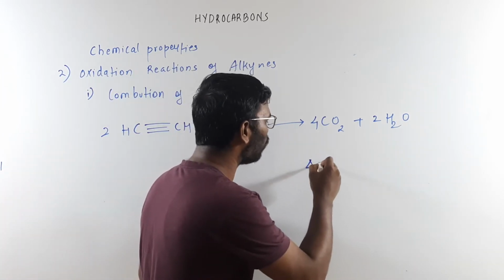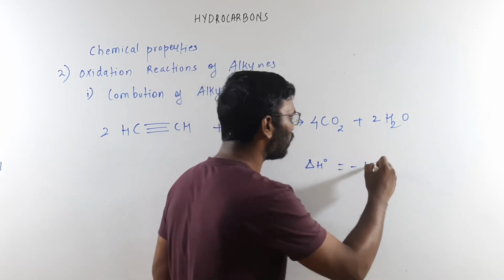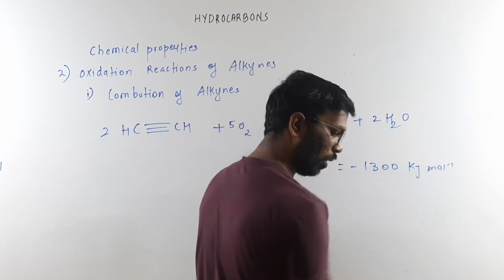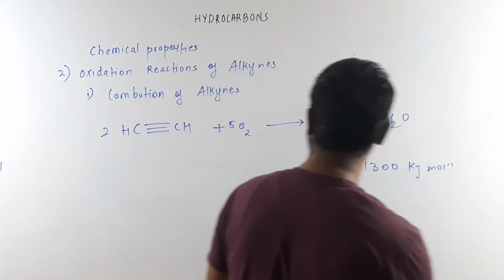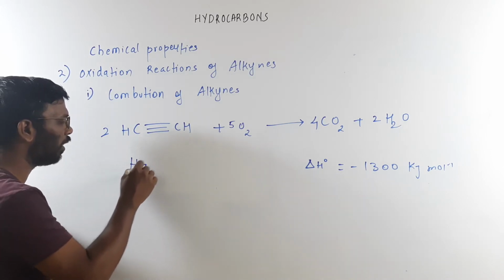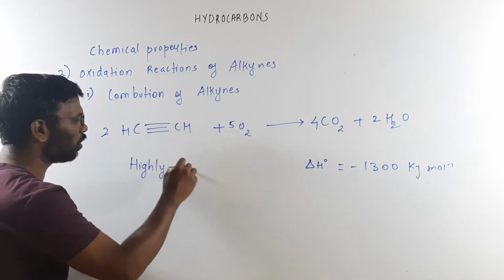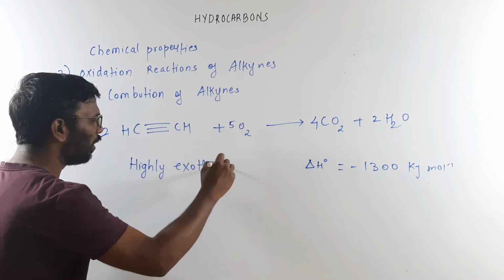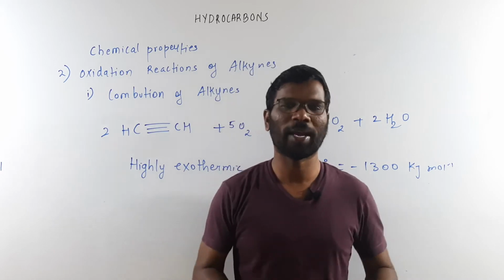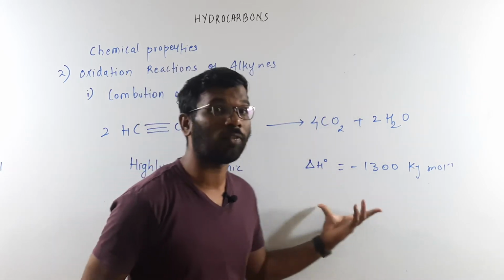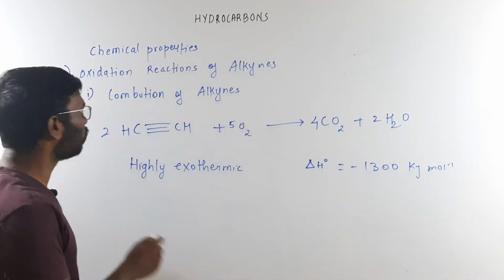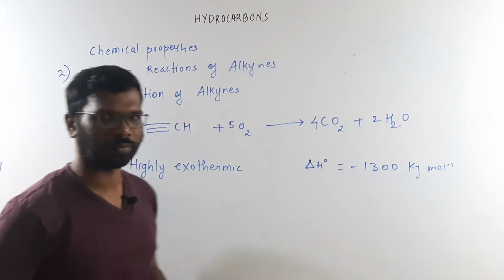The value you will have for this is minus 1300 kilojoules per mole. This will be the energy, and the important thing about this reaction is that it is highly exothermic. Exothermic means a lot of heat is released after the reaction, that is 1300 kilojoules per mole. So this is a combustion reaction.